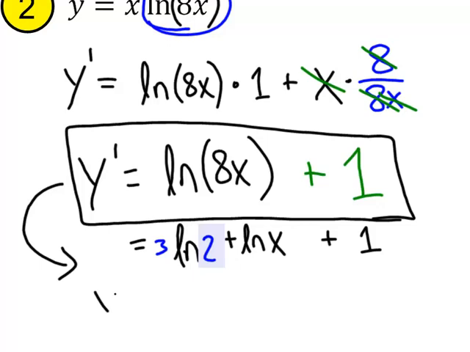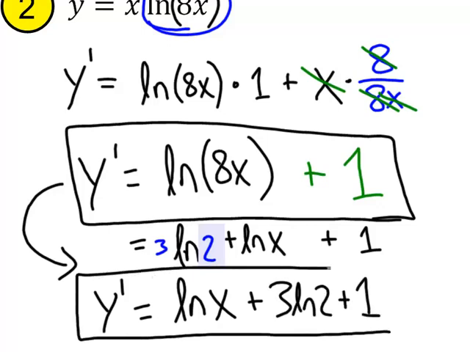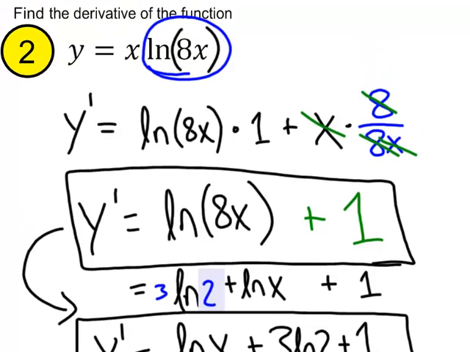And therefore, our final derivative could also be written as, I'm going to put the variable term first, the ln of x, plus 3 ln 2 plus 1. That's another totally valid answer. So be prepared for either one. So as far as checking with the calculator goes, I'm going to just arbitrarily choose a different method than I showed in the first exercise.